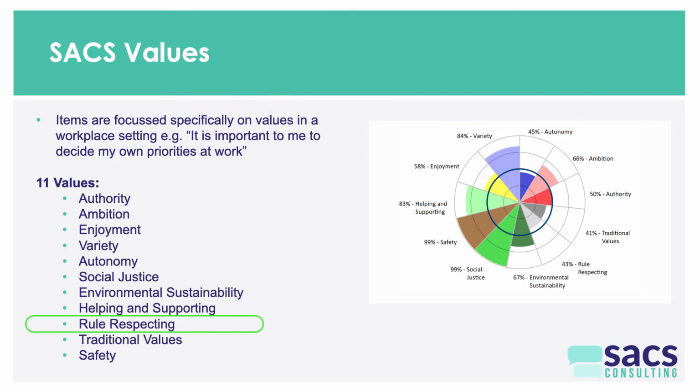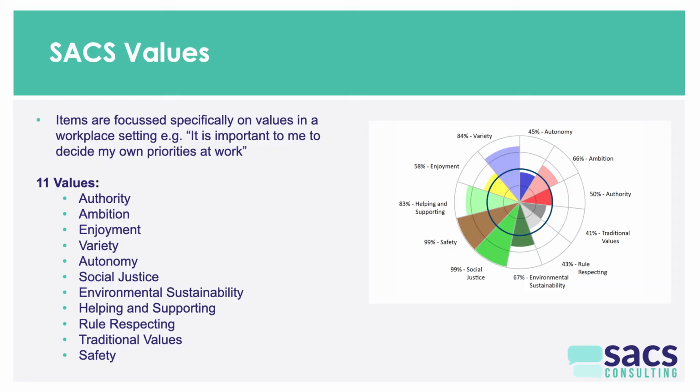Rule respecting is that I believe that it's important to support the rules of not just the organisation but social groups. Traditional values, I have a respect for what came before me. And safety, well, that's pretty straightforward. I want a safe workplace. The interesting thing about values at an individual level is that values can correspond with personality or it can oppose personality.